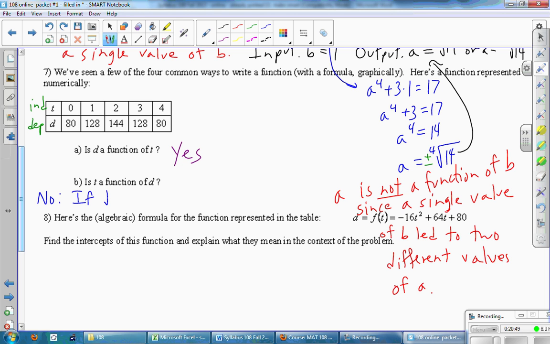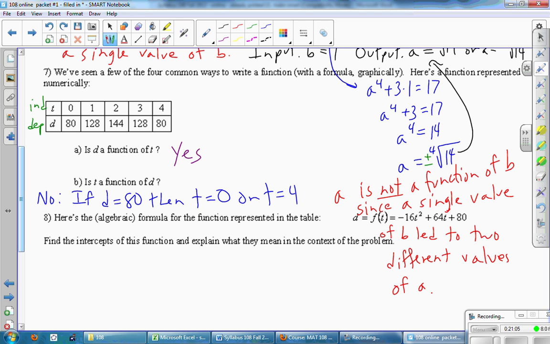If d is 80, then on the one hand, t was 0. But on the other hand, t could just as well be 4. One single input, 80, led to two different outputs, 0 and 4. So t is not a function of d.